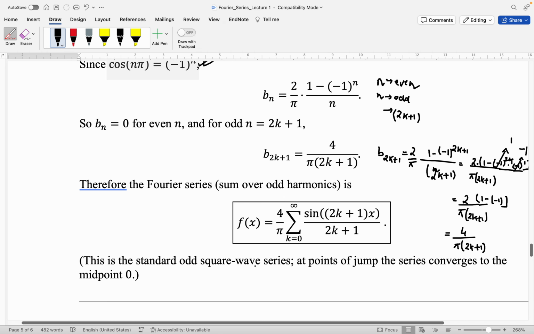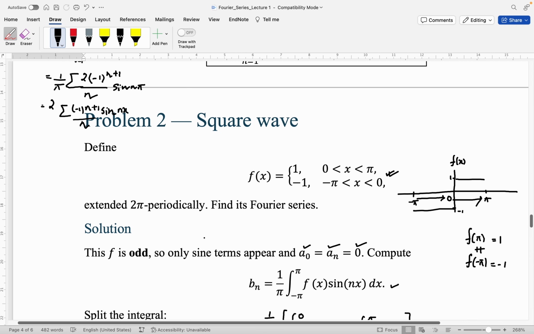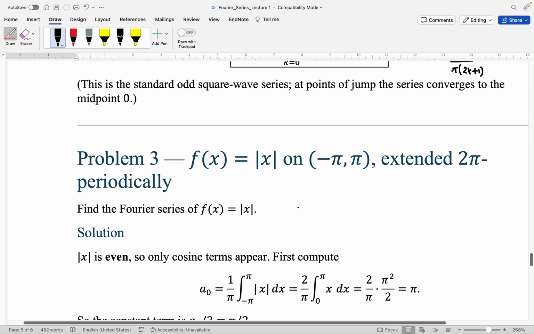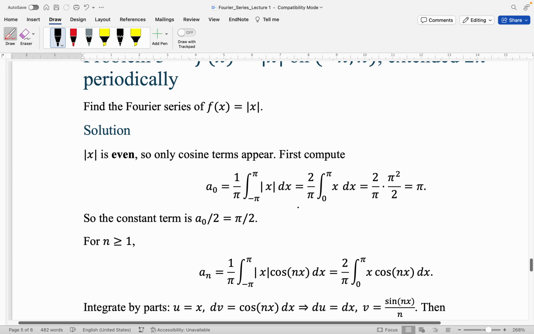So this is the Fourier series for this function. Call it a square function. There are certain functions which are called step functions as well. So next class we can solve more problems and check.